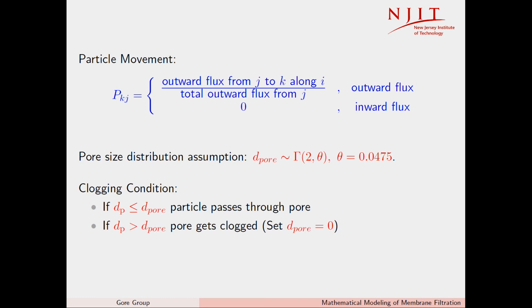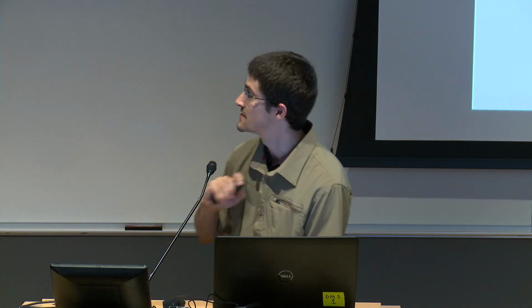Finally, we apply a clogging condition. If the diameter of the particle is less than the diameter of the pore, the particle is going to pass through the pore. Conversely, if the diameter of the particle is greater than the pore, it will get clogged. And if that condition is met, we then set the diameter of the pore to be 0, so no more particles can travel through that pore.